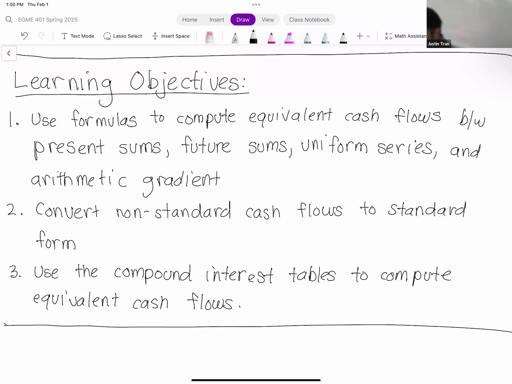Okay, so the plan for today is we're just going to continue with our lecture notes. I think we left off last time with uniform series, so I've got a couple of examples on that. After that, we have one more type of cash flow to go over, called the arithmetic gradient. We'll introduce that, do a couple of examples, and then wrap up this section before we get on to present worth analysis for next week.